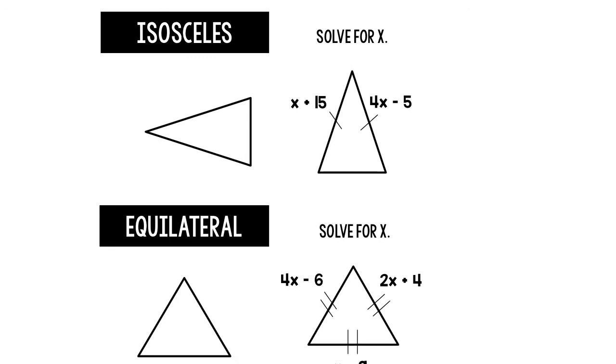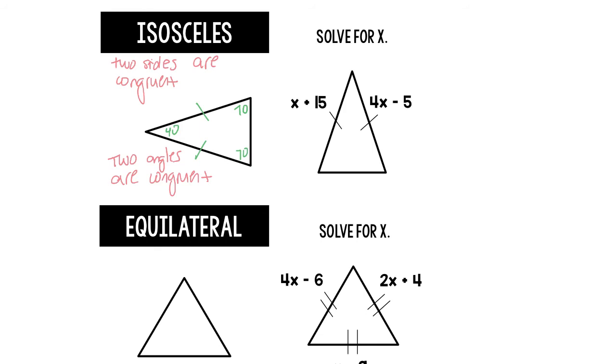Next is an isosceles triangle. This one says that two sides are congruent and two angles are congruent. So in this particular triangle, we would have these two sides be the same, and these two angles would be the same, and this one is going to be the odd one out.